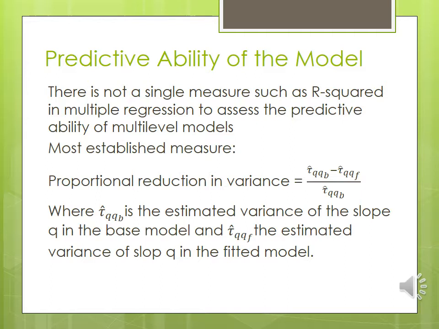So that's the proportional reduction, and that's literally what it means: by how much was the variance reduced, and how much is that out of the original variance. So you get a percentage between 0 and 100, and that gives you an idea of how much of that variance has been explained in that model.